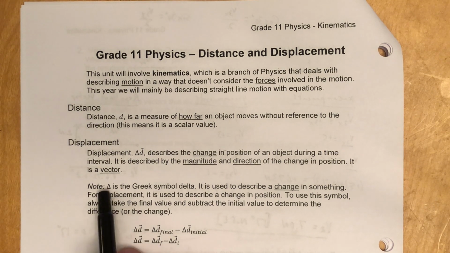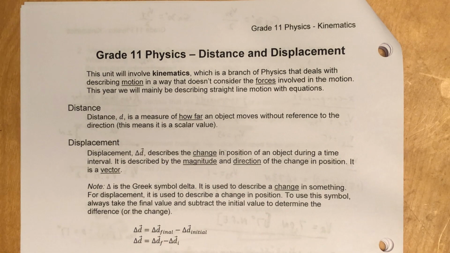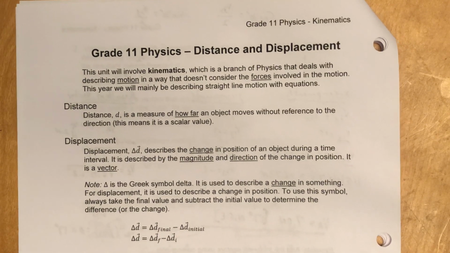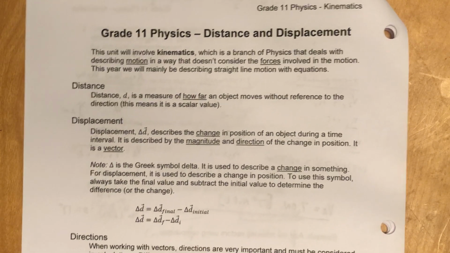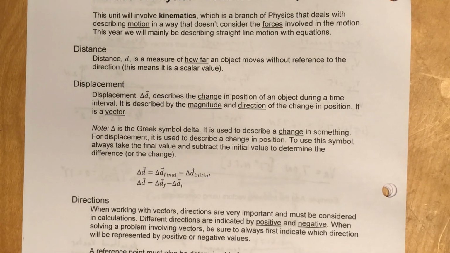When you look at delta over here, that is a Greek symbol. It is used to describe a change in something. So for displacement, it is used to describe a change in position. To use this symbol, always take the final value and subtract the initial value. So this is probably something that might be a little bit backwards, but just be aware of that.